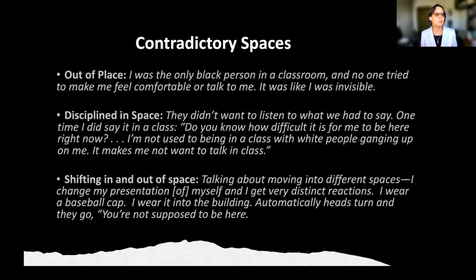So the idea of the contradictory space, there are three themes. One is the student of color feeling out of place. They feel disciplined in that space, and they shift in and out of the space. We go through a number of examples of how that works in the paper. Out of place could be simply that there aren't a lot of students of color in a classroom, and so they feel like the only one, or they don't feel comfortable and welcome, and they feel invisible sometimes. Disciplined in space is like, okay, we're inclusive, but there are terms to that inclusion.